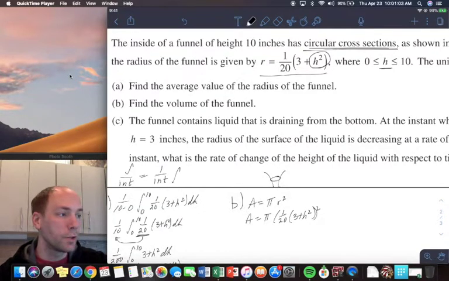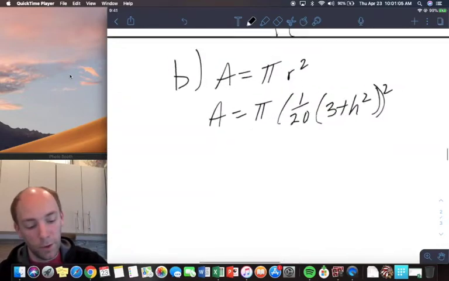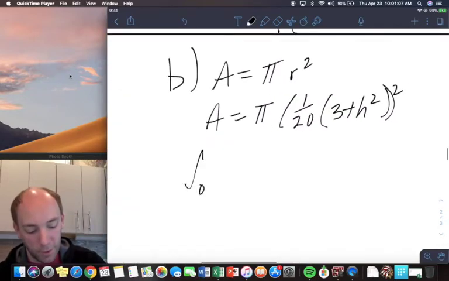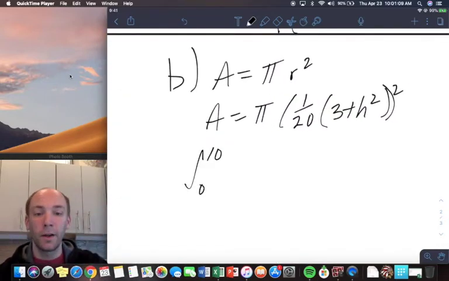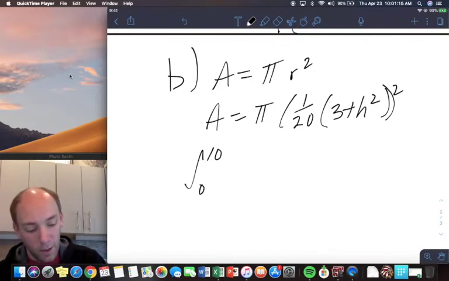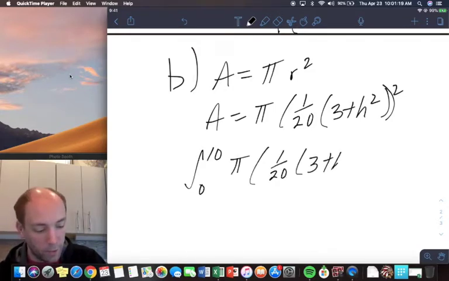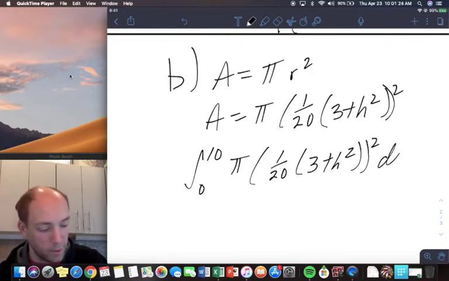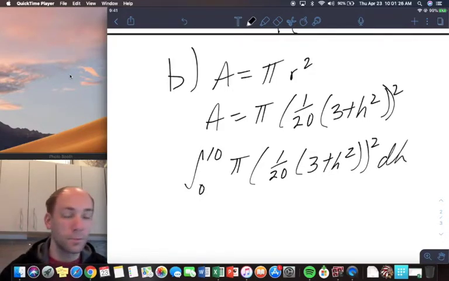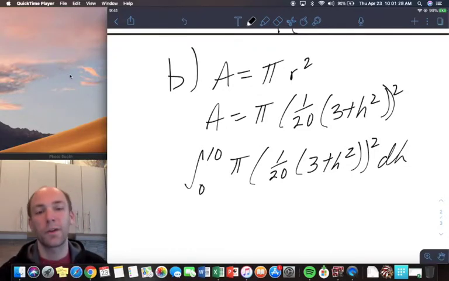Okay, so we are going to take the integral from 0 to 10, because that's where all my circular cross sections are, from 0 to 10. Pi times 1 over 20, 3 plus h squared, squared dh. Okay, so we're going to go through the process of cleaning this up and then solving it.